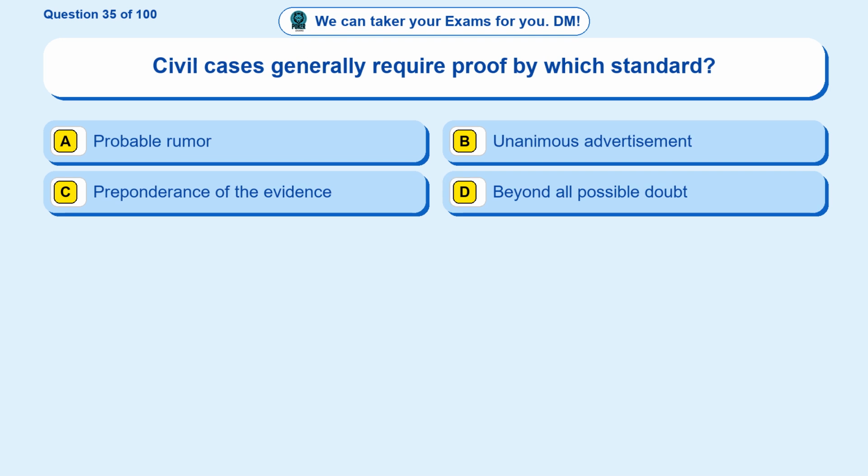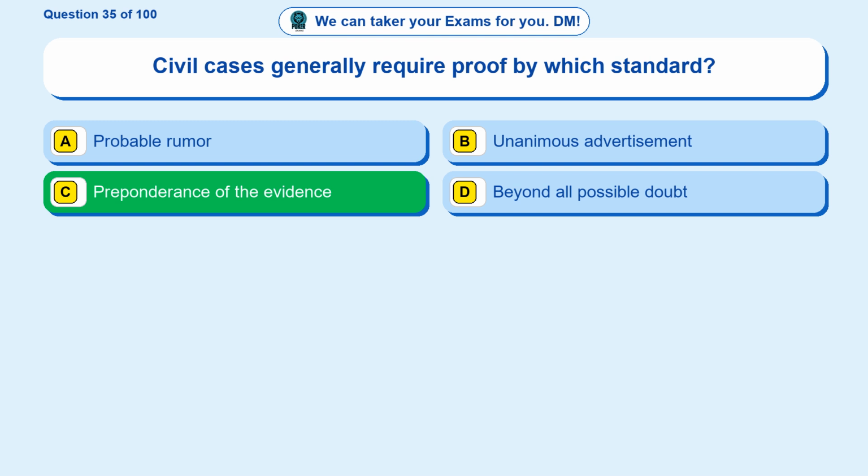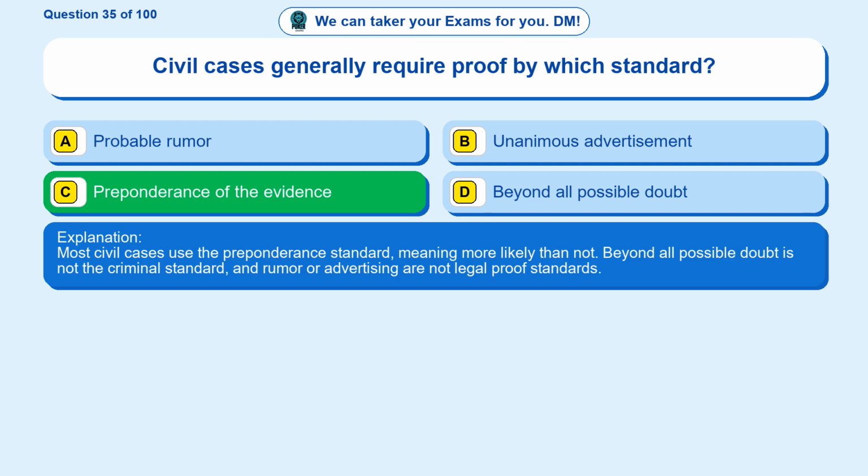Question 35. Civil cases generally require proof by which standard? Option A, probable rumor. Option B, unanimous advertisement. Option C, preponderance of the evidence. Option D, beyond all possible doubt. The correct answer is option C. Preponderance of the evidence. Most civil cases use the preponderance standard, meaning more likely than not. Beyond all possible doubt is not the criminal standard, and rumor or advertising are not legal proof standards.